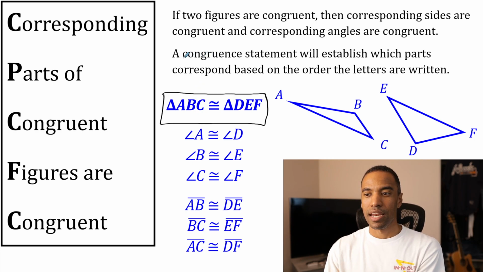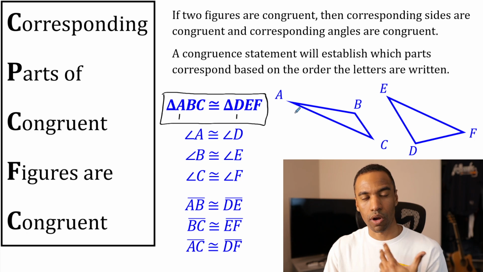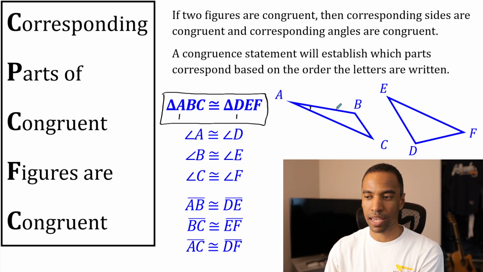The statement does. Now, a congruent statement will establish which parts correspond based on the order the letters are written. A is the first letter of this triangle and D is the first letter of this triangle. That means A and D correspond with each other. And when they do, those parts will also be congruent, such as their angles. Angle A is congruent to angle D because, once again, they are the first letters here.